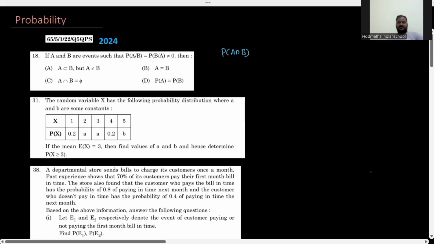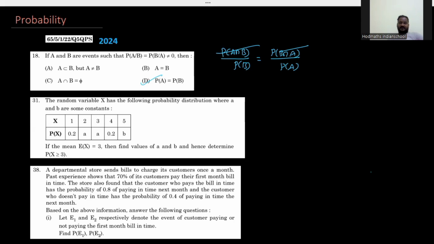Probability of A intersection B divided by probability of B, which is equal to probability of B given A, that is probability of B intersection A divided by probability of A. But you know probability of A intersection B is equal to probability of B intersection A. Both can be cancelled. Therefore, probability of B is equal to probability of A. But you cannot go ahead with A is equal to B, because we do not know what the two events A and B are, but their probabilities are the same. Therefore, P of A equal to P of B is the correct option.